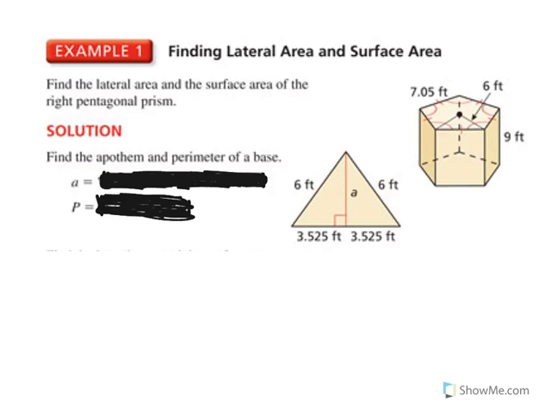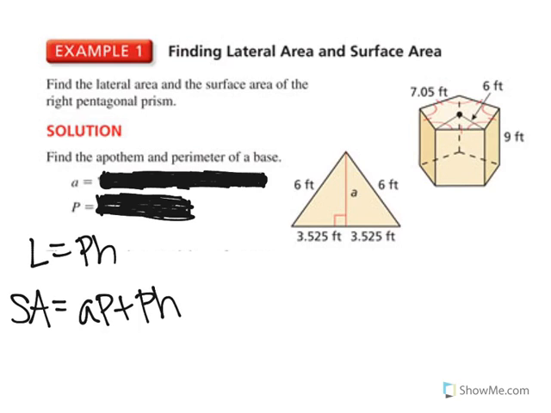Alright, so let's go to our first example. We're going to find the lateral area and surface area of a right pentagonal prism. First thing I want to do is just write down my formulas. So L equals pH, and surface area equals AP plus pH. Now that I have my two formulas down, I'm going to identify the unknowns. I do know the height of my prism. I see that it's 9. But I don't necessarily know the perimeter just yet.